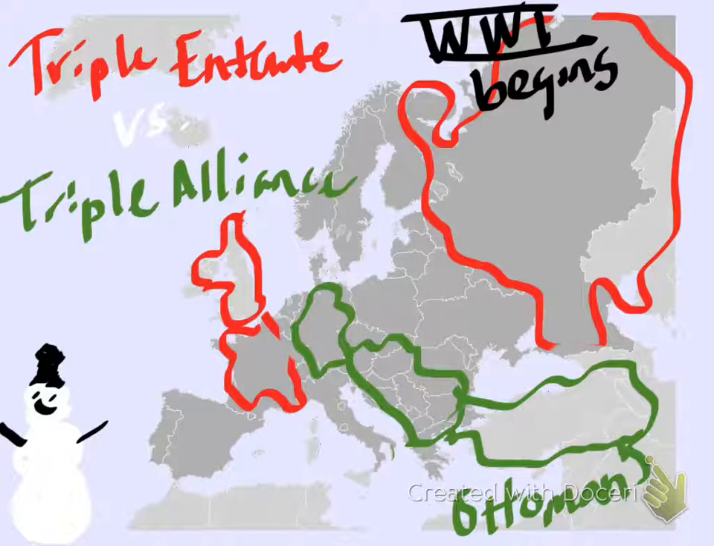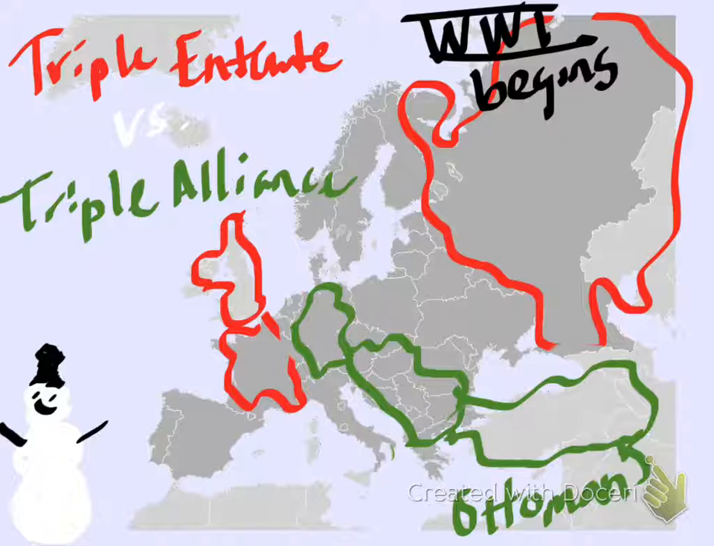And this is where we get the Triple Entente and the Triple Alliance. The Triple Entente in this little diagram is in red. The Triple Alliance is in green. Now, I left Italy out of the Triple Alliance because Italy will start in the Triple Alliance and then they'll switch to the Triple Entente. We're going to talk about that in class.